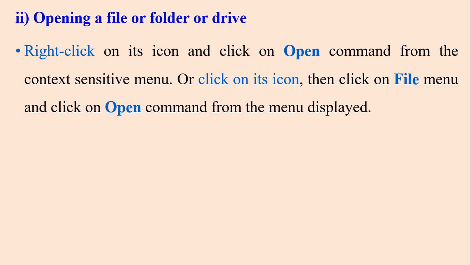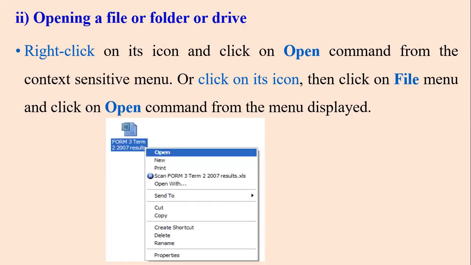The other way is you click on the item's icon, and then you look for the File menu from the top of your screen or window if it's available. You click on the File menu, and then under that menu, you click on Open Command. You can also open a file, a folder, or a directory by simply double-clicking on its icon.